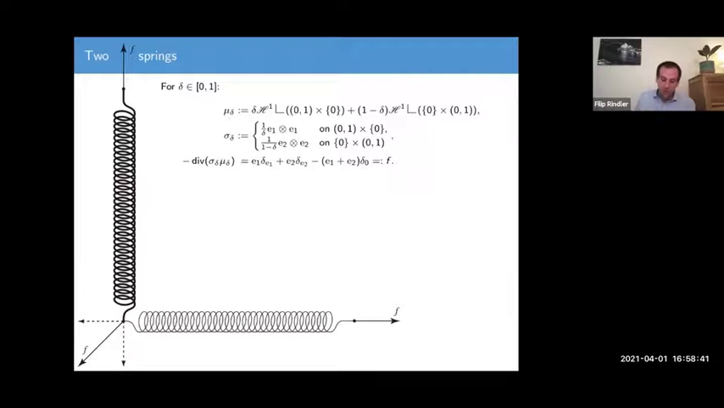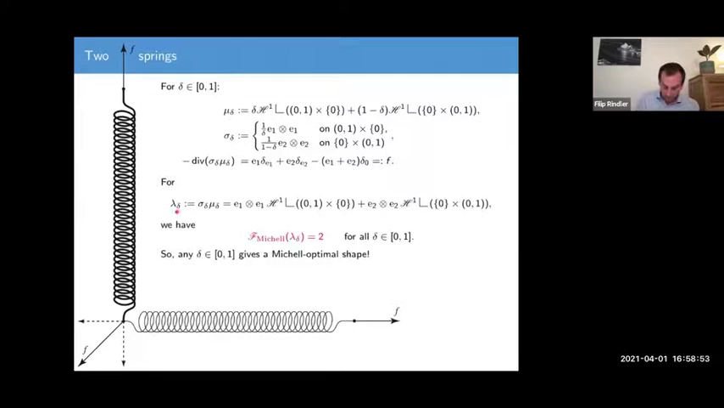Then we get an optimal stress sigma delta, and you can check that the divergence of this is some fixed f. So this corresponds to having a prescribed boundary value in this really elementary framework. And we look at what lambda delta is. You can just compute this. This is the optimal stress. And what comes out is that the Michel integrand doesn't actually see the delta. It's just constant, and it's equal to 2. So the Michel integrand doesn't care.